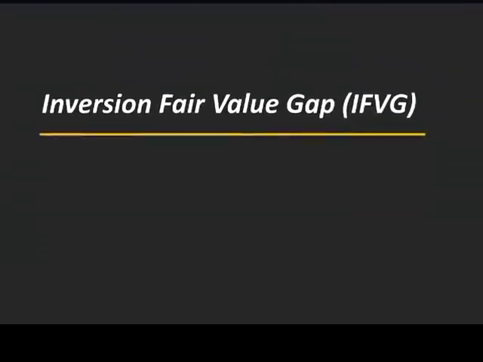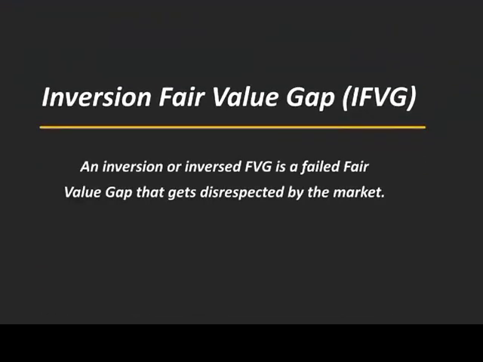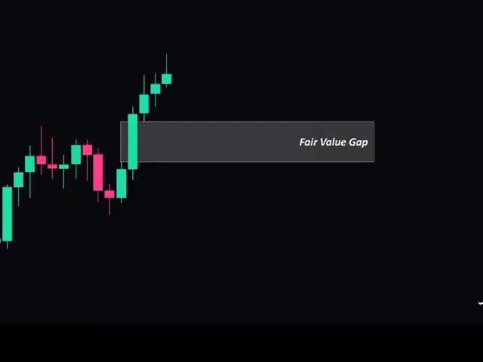Now, what is an inversion fair value gap? An inversion or inversed FVG is a failed fair value gap that gets disrespected by the market. For example, here we have a bullish imbalance that caused this gap. When price pulls back to this area, we expect a rejection to the upside. However, the next candles close below the FVG, completely disrespecting it, which creates an inversion.